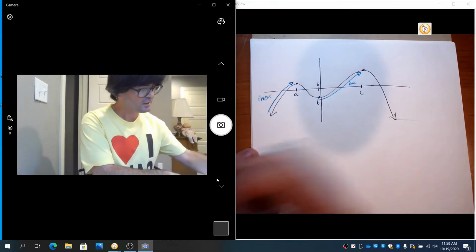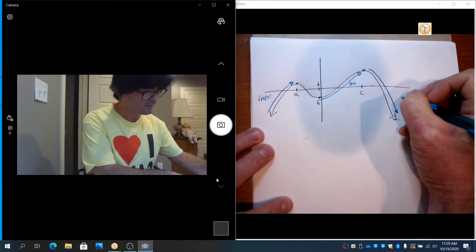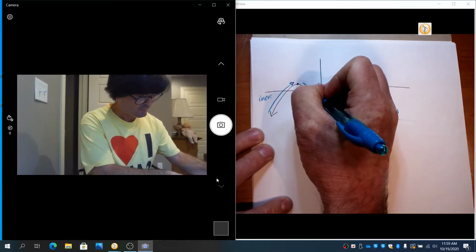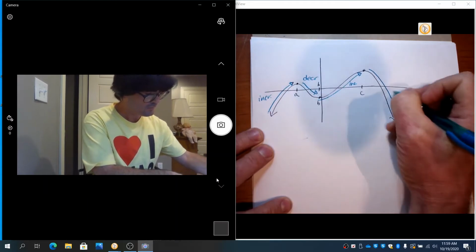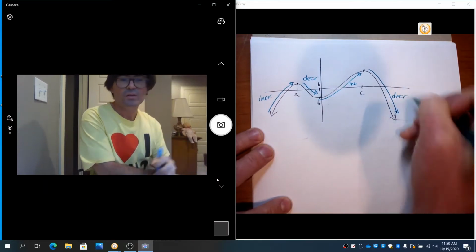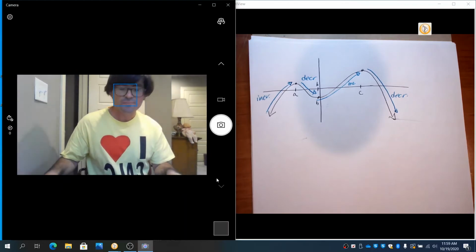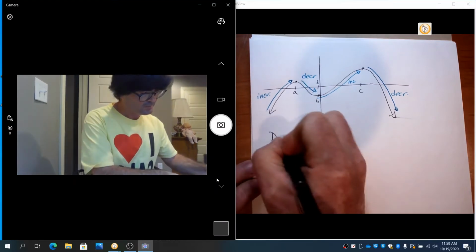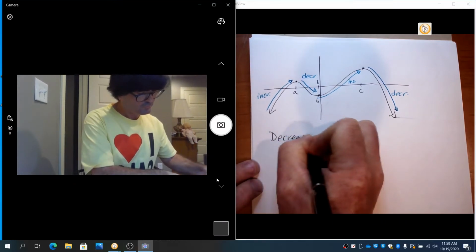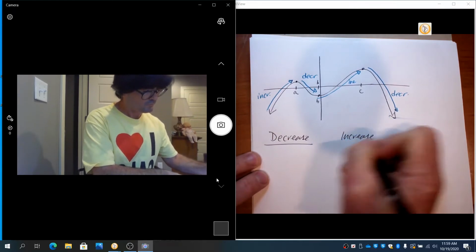Then additionally, this section of the graph is falling. This is going down, and this section of the graph is going down. This is decreasing. So you can see there's four intervals, two increase and two decrease. So I'm going to describe those with interval notation. I will do decrease. Increase.